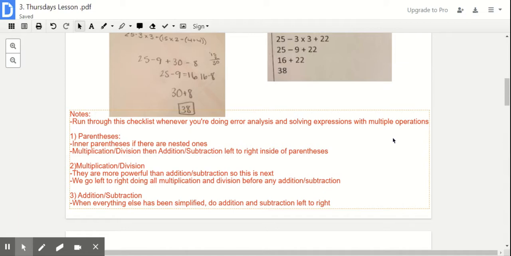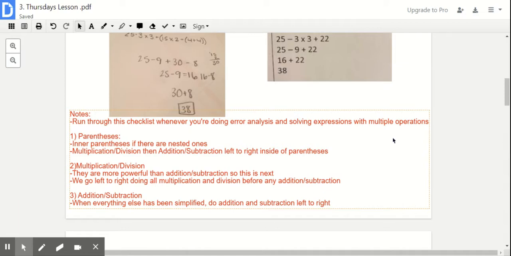Number two, multiplication and division. They are more powerful than addition and subtraction, so this is always going to be first before addition and subtraction if it's there. We go left to right doing all multiplication and division before any addition and subtraction. All right. Lastly, number three, addition and subtraction. When everything else has been simplified, do addition and subtraction left to right.